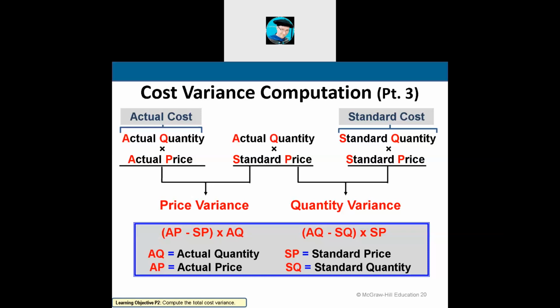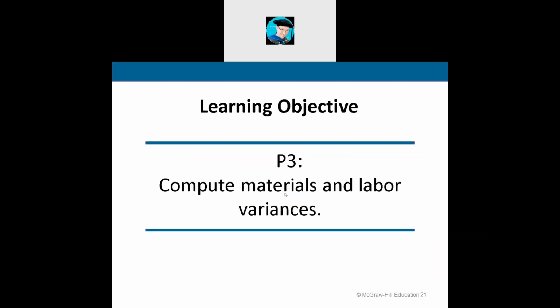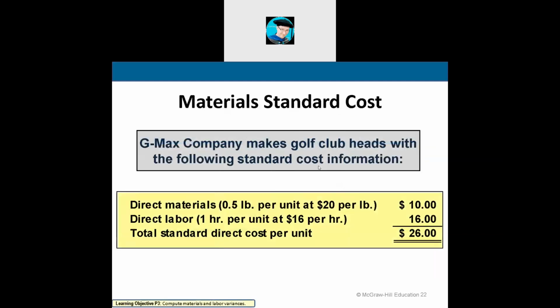And to find the quantity variance, we take the actual quantity minus the standard quantity. Do that part first, and then multiply it by the standard price. And now that you got your price variance and your quantity variance figured out, we can put it all together. So let me show you how to figure out the variance for materials and for labor.